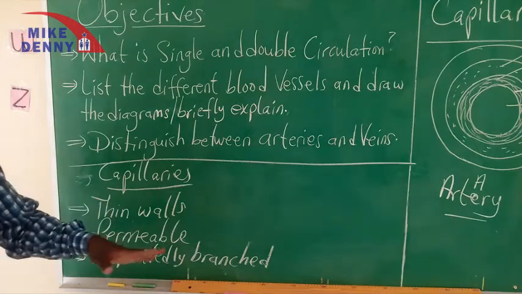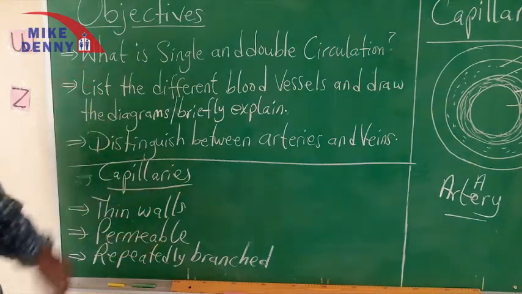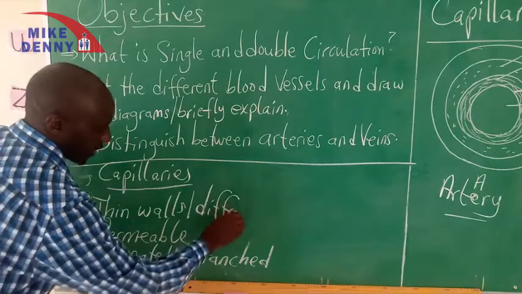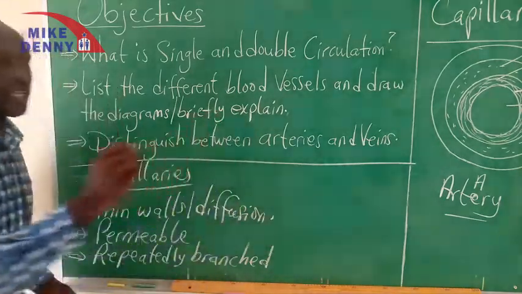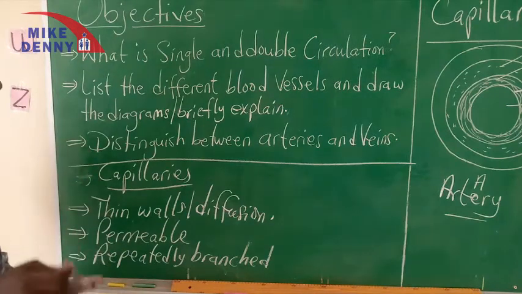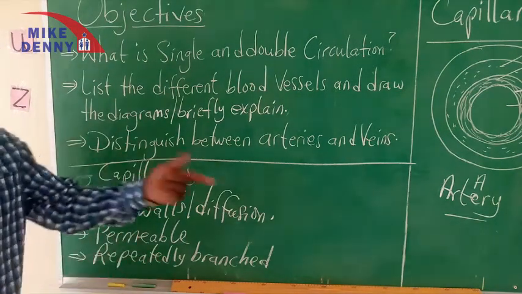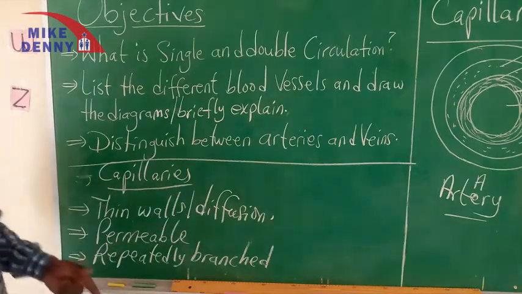Why do capillaries have thin walls? One key thing is diffusion of substances. When you say a layer is thin, it is for easy diffusion of material, in this case food material and gases.